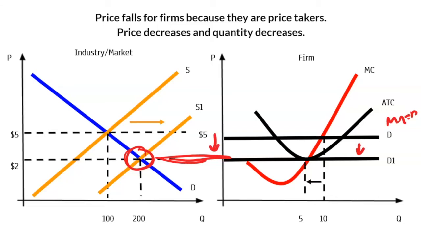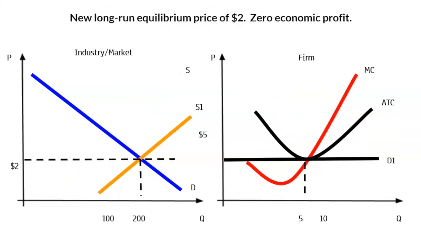Our price went from $5 to $2, and our quantity also decreased, because we have a new MR equals MC point. Our original point used to be here, point 1, but now it's right here, point 2. And so now we are at long run equilibrium at $2. So at the new equilibrium price in the market at $2, that brings all the firms into long run equilibrium. And now there is no incentive for firms to leave or enter into the market here.